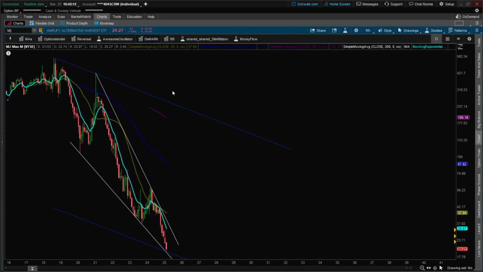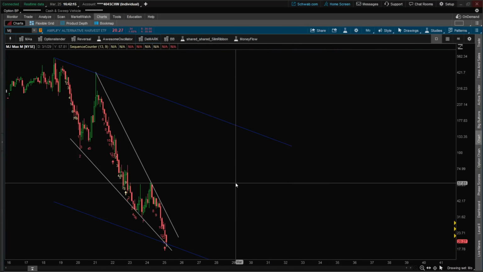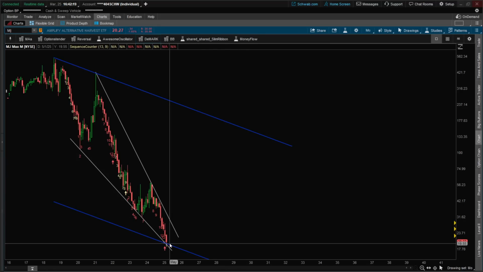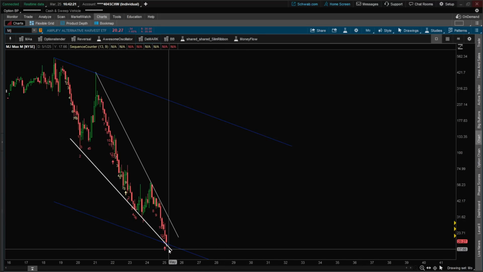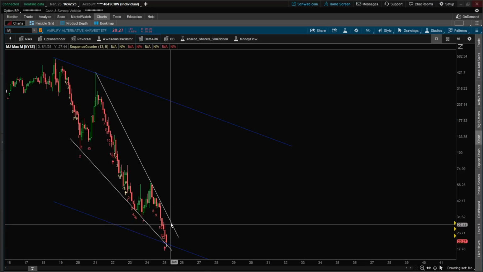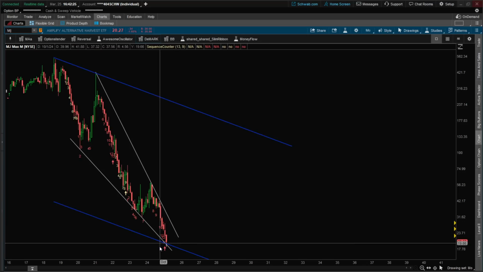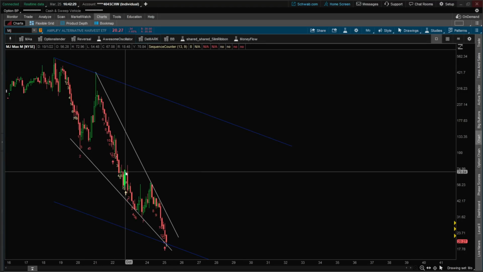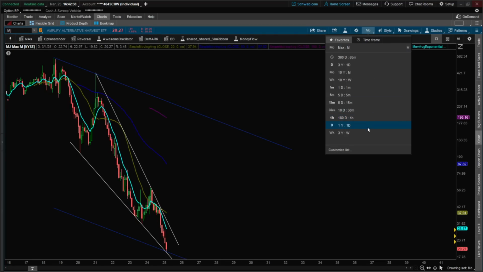The DeMark sequential, okay. We are exhausted on the downside. We have a 9-13 count here. All right, that's a very positive situation. Does it take 2 months for this to resolve? I don't know, but we're getting there. We are so close, and we can get some more information on the lower time frames. Okay, so let's move to the weekly.